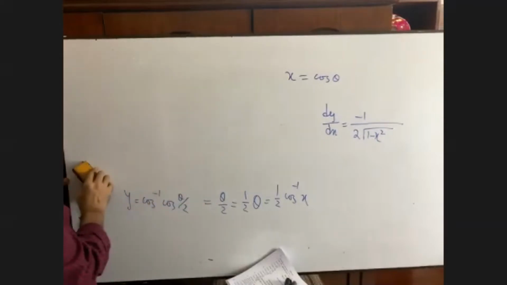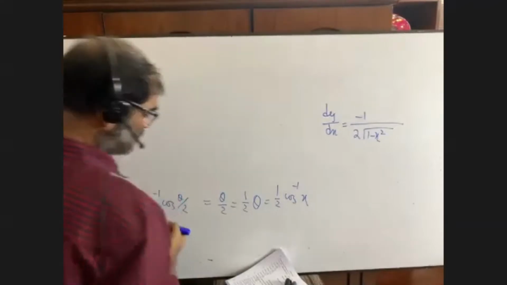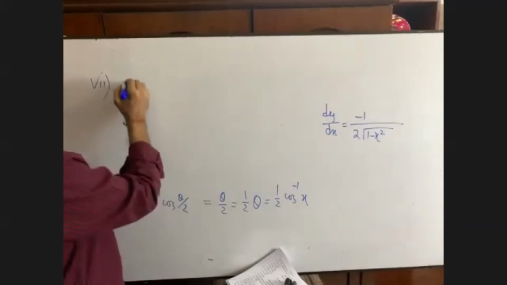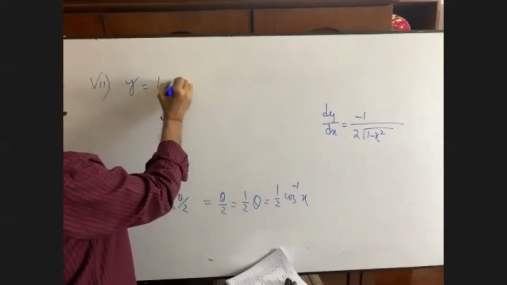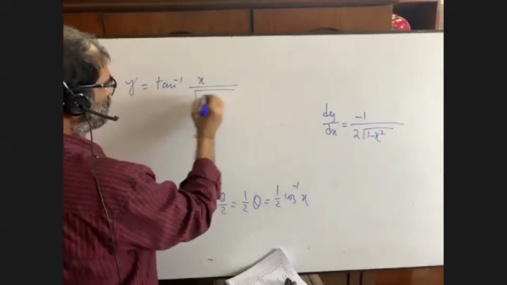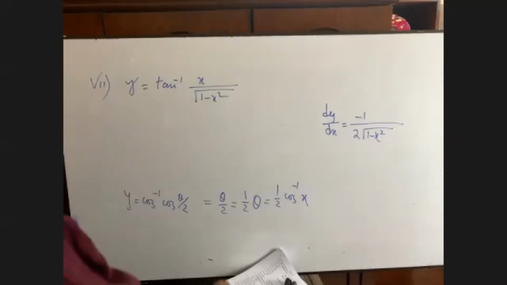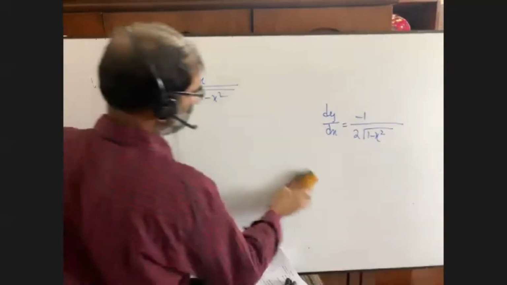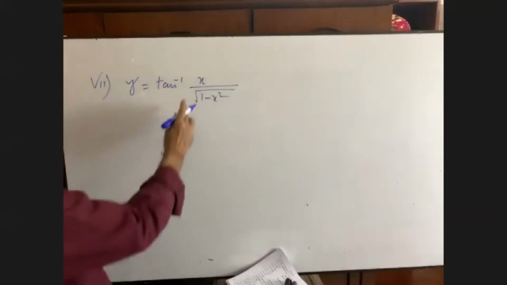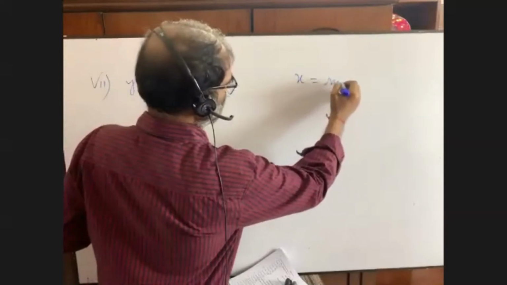You should not be afraid of seeing the math. Next question, number 7. y is equal to tan inverse x by root over 1 minus x square. Can you do it? As I told you, if you see any root over this type, you have to let x equals, can you remember, sin theta or cos theta.